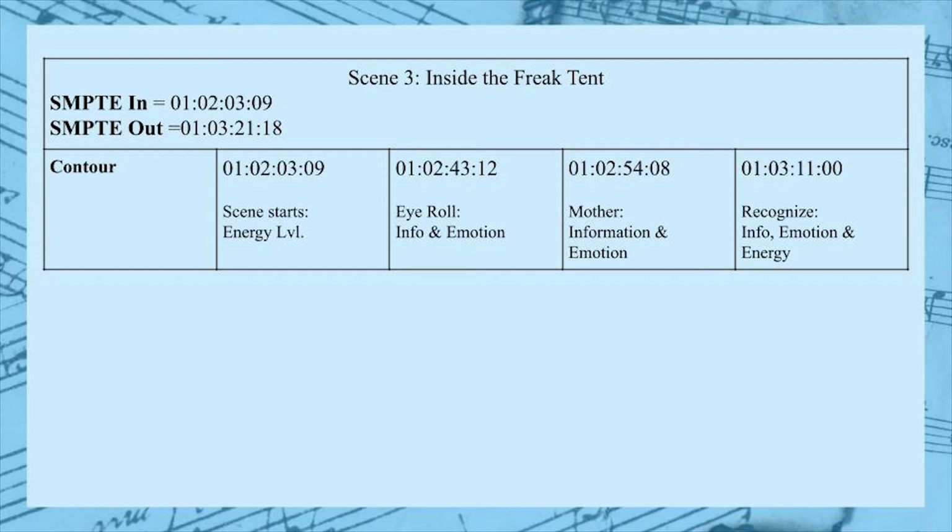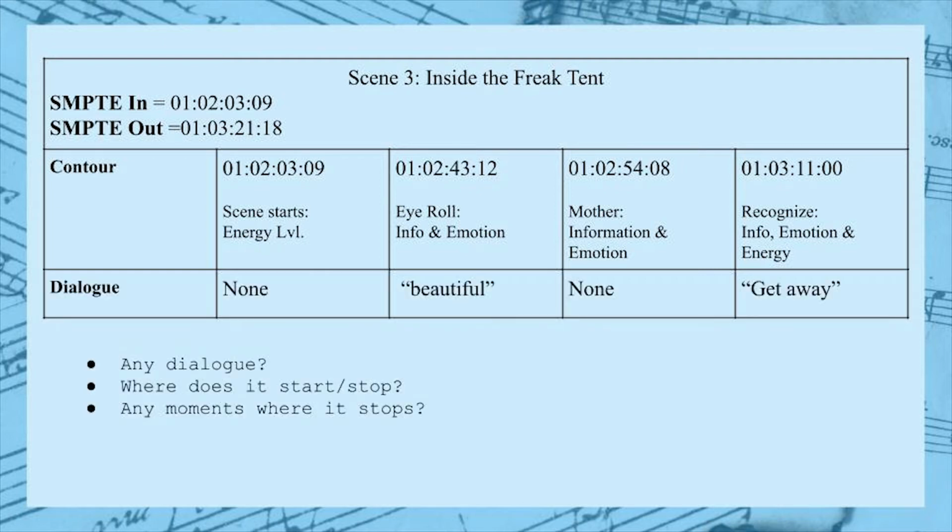So first, I need to figure out how prominent the music needs to be for each section. I can start by describing the dialogue. How much is there? Does it continue through the whole section? Are there places where it starts or stops? Is there no dialogue? All you need to do is just jot down any information you think is important to be aware of. In this scene, there wasn't really a lot of dialogue, so I just took notes on prominent lines being spoken in each section.